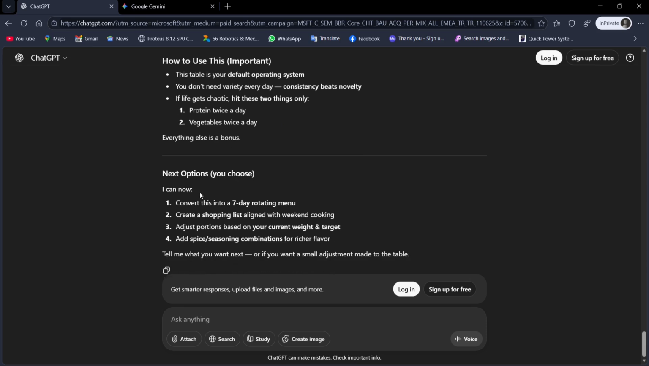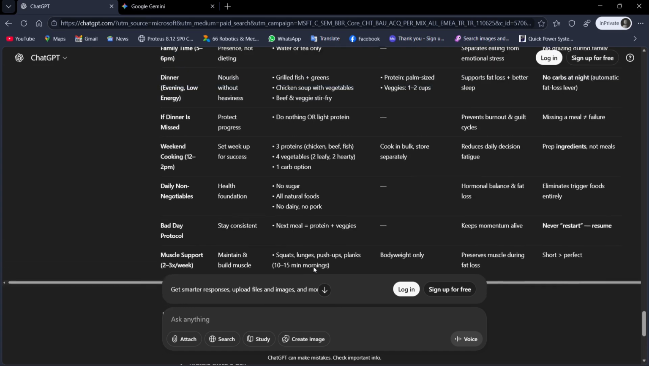Next, you can choose to convert this into a 7-day rotating meal plan, create a simple shopping list aligned with weekend cooking, adjust portions based on your current weight and target, or add spices and seasoning combinations for richer flavor. This for me is really a great response, and I'm going to leave it here.